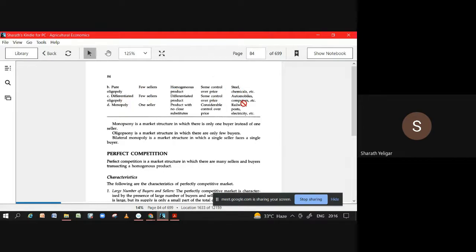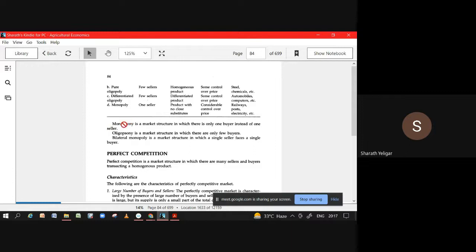Differentiated oligopoly: computers, automobiles, and mobiles like telecommunication. They all come under differentiated oligopoly. Monopoly means a single seller, like railway, post, and so on. Before, railway was like this, but now I think railways will not be a monopoly. Why? Because before, railways was run only by government. Now railways is also being taken up by private people. Similarly, electricity. Before it was only under Coal India Limited, but now it's not like that.